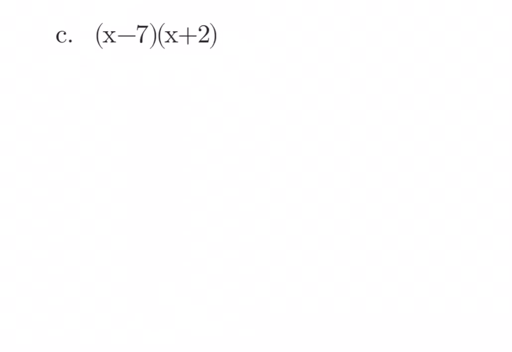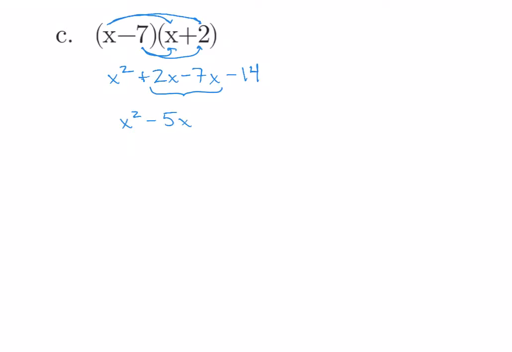All right, and last one, if we FOIL this, we get x squared. Outsides, we get plus 2x. Insides, we get minus 7x. Lasts, we get minus 14. If we combine our like terms, we get x squared minus 5x minus 14.